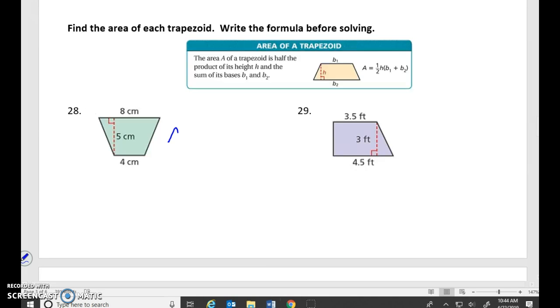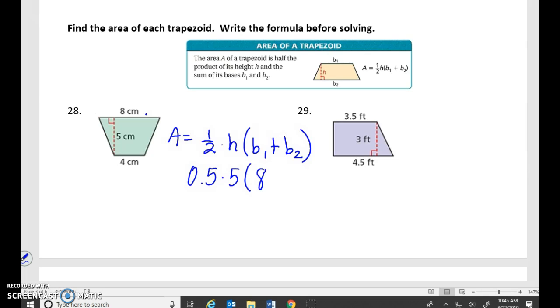Okay, so what's the formula for area of a trapezoid? 1/2 times height times base 1 plus base 2. All right, so my 1/2 is going to become 0.5 times what is the height? 5. And then parentheses base 1, 4, plus base 2. And then you do the parentheses first, of course, because of order of operations.